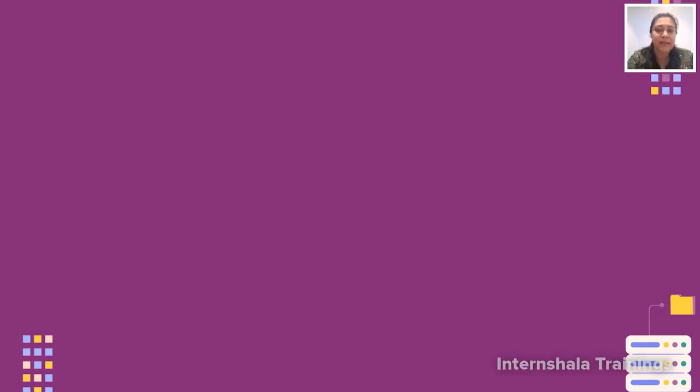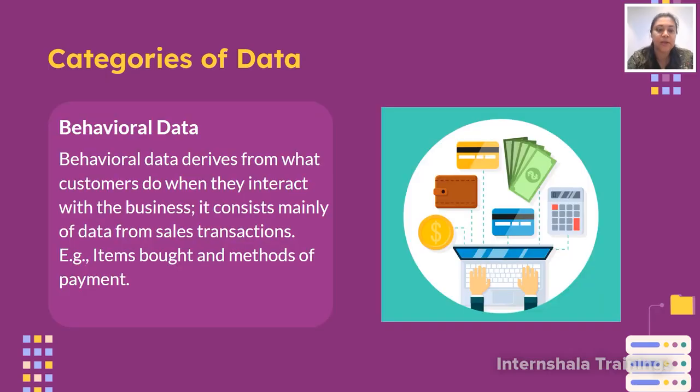Let's talk about the next category of data, which is called the behavioral data. Behavioral is what? What is the action that you take on the data, right? So behavioral data derives from what customers do when they interact with the business. It consists mainly of data from sales transactions. Example, items bought and methods of payment.